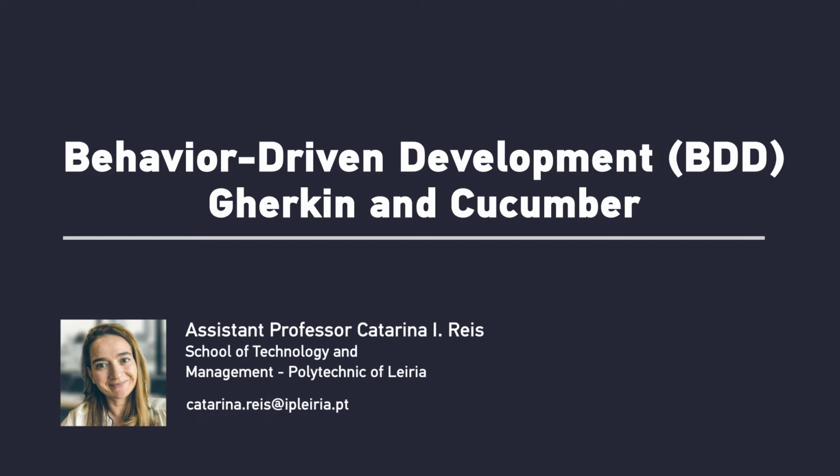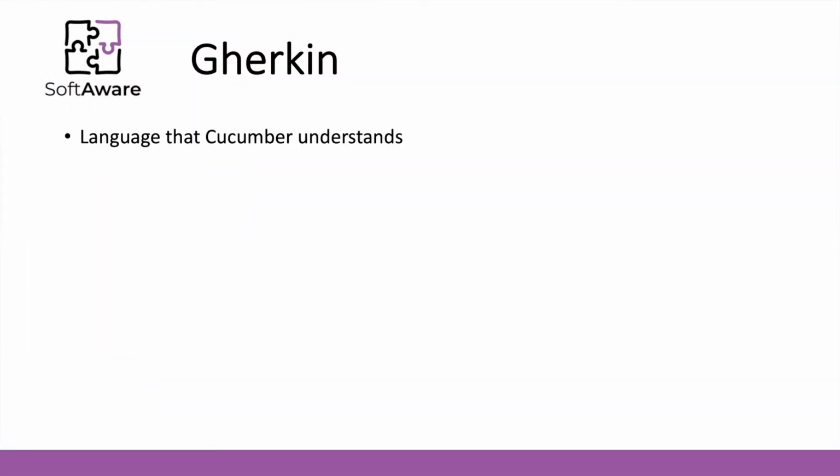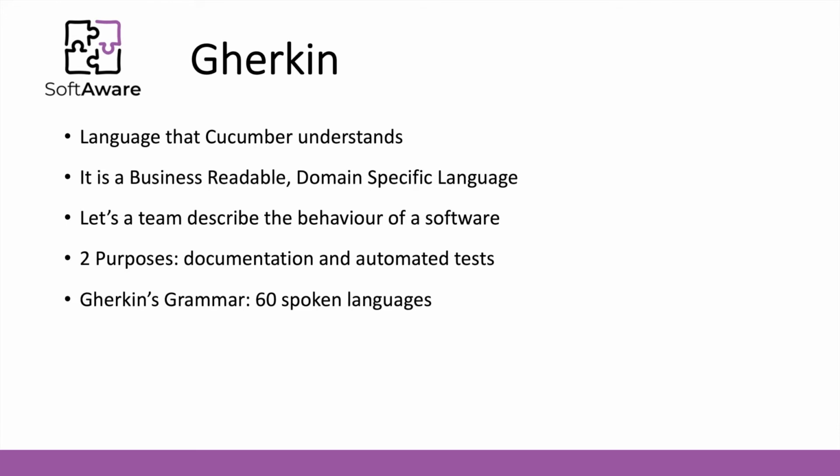What is Gherkin? Gherkin is a language that the tooling, in this case Cucumber, understands. It is business readable and what is called a domain-specific language, or DSL. It lets the team describe the behavior of the software. It has basically two purposes: to document and automate tasks. Gherkin's grammar is available in over 60 spoken languages, and it follows a couple of conventions.